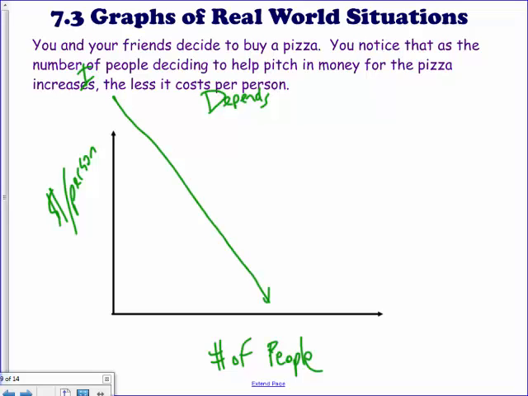So it might be helpful to think about, okay, as the number of people increases, what would happen to the cost per person? It's going to decrease. So that should go opposite. It should be like a negative slope.